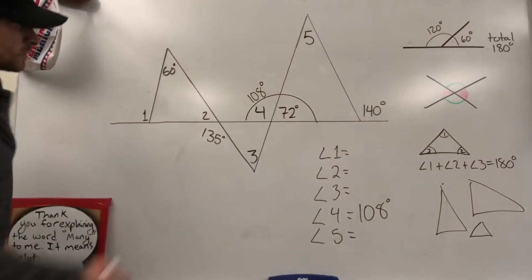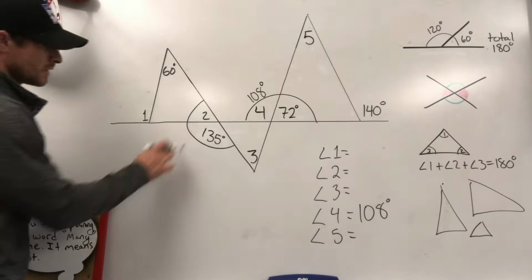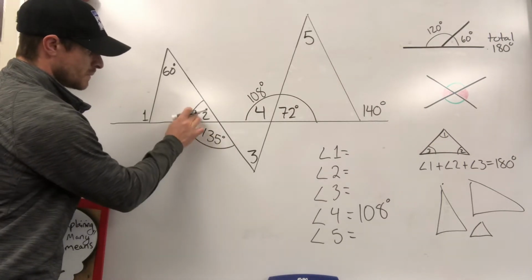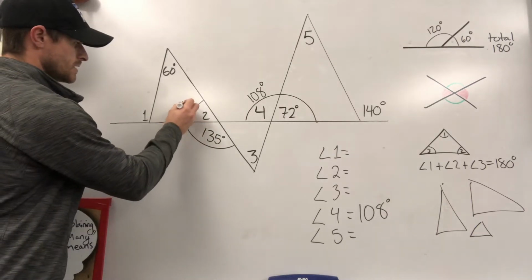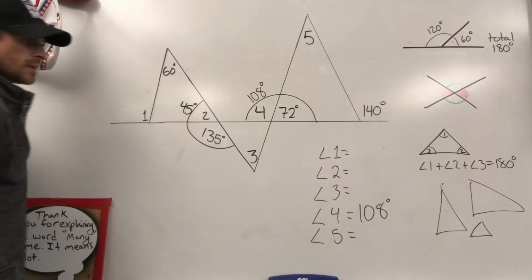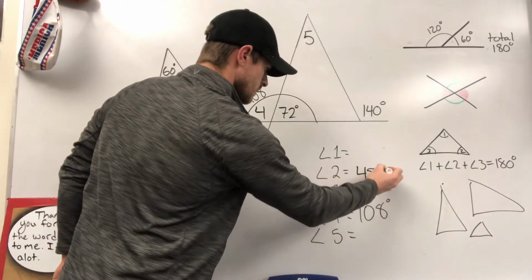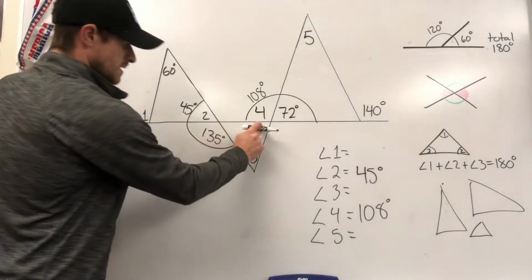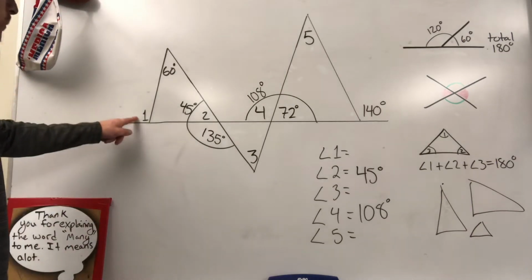Let's go to angle 2, which also is a supplementary with angle 135. So we've got 135 degrees. How many more degrees do we need in order to get to 180? And the answer is 45 degrees. So I now know that angle 2 is 45 degrees. I would have to find this angle here and this angle here before I find 3. We'll get to that. Instead, let's try and find 1.